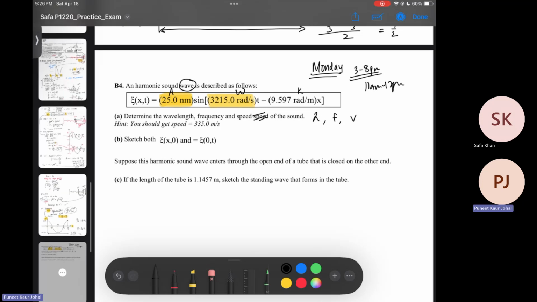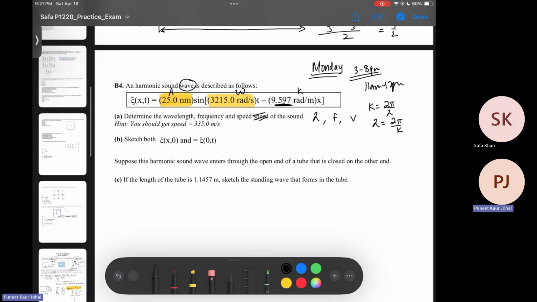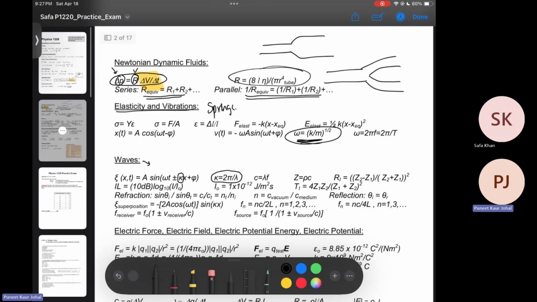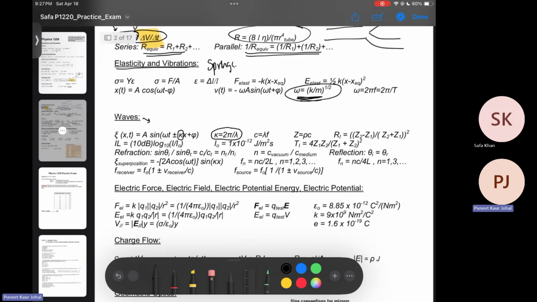For wavelength, you know k is equal to 2 pi over wavelength. So if you rearrange, wavelength is just 2 pi over k. All you have to do is divide 2 pi by this number, k. Use your formula sheet because it's literally telling you everything. This is your angular velocity, this is k. The last thing we want to do is find speed.